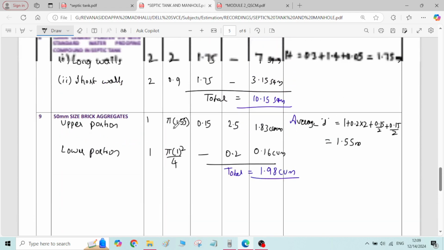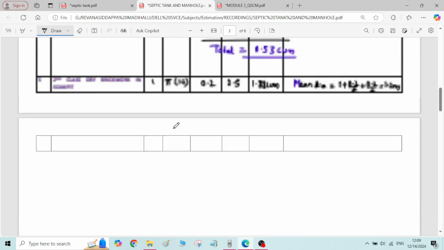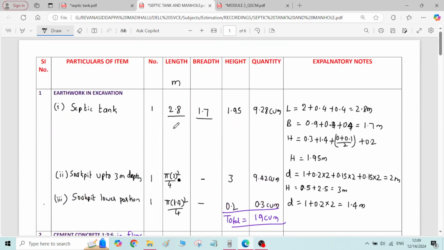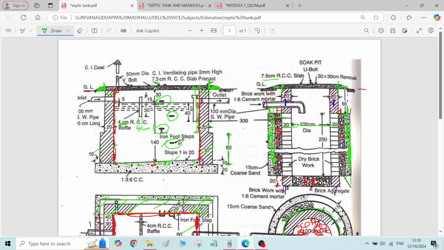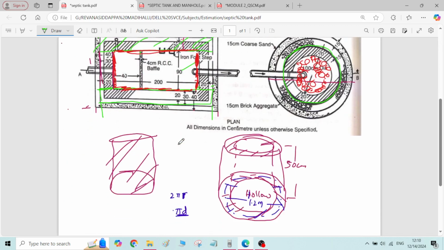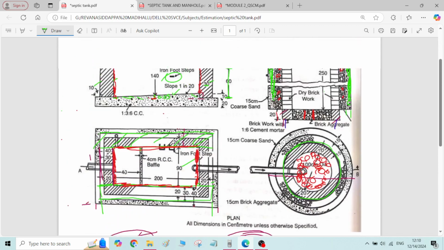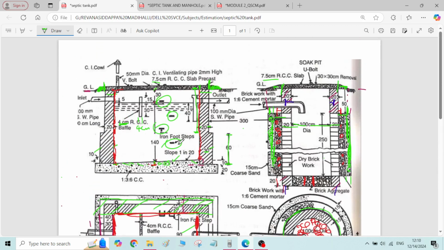Okay. So this completes the complete estimation of the septic tank and the soak pit. If you have any doubts in any of the steps, you can post your doubts in the comment box so that I can clarify them.